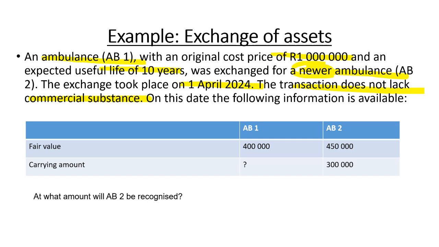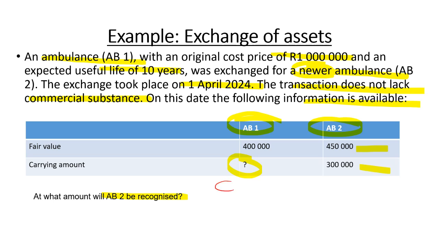So there I already know if my fair values are available, I can use fair values. Then the question says, on this date, the following information is available. Relating to AB1, they give us the fair value. They don't give us the carrying amount, because your question should normally give you enough information to calculate the carrying amount yourself if required. Relating to AB2, it gives you the fair value and the carrying amount. So now the question asks, what amount will ambulance 2 be recognized at in our financial records?